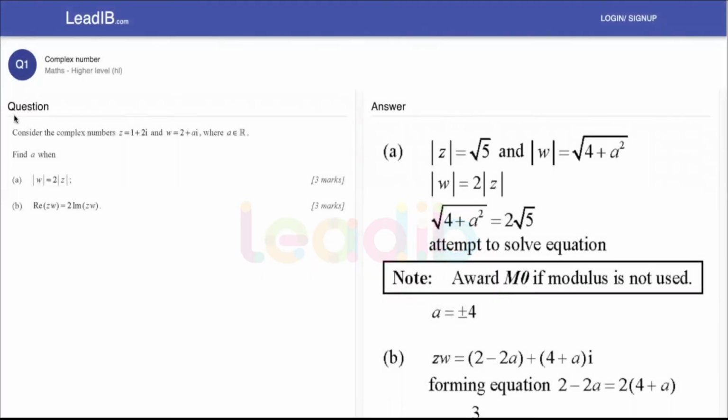In this video, we will be analyzing a question of complex number. And the question is given over here, and this is the answer. And we will see each and every step of this question. I will solve it completely for you. This question is of the chapter complex number, and this is for IB Diploma higher level.